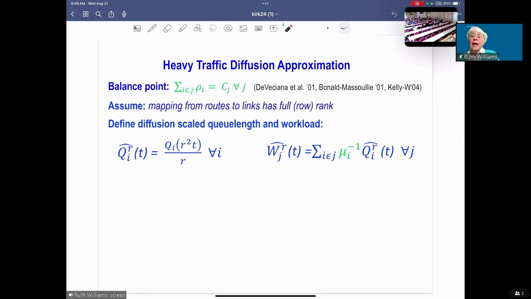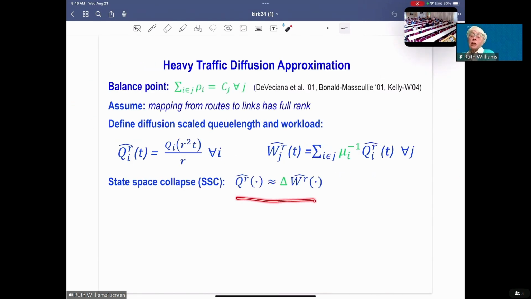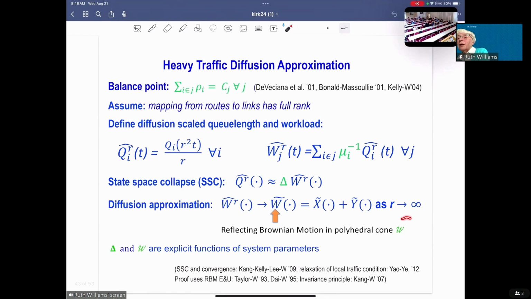As before, under a mild rank assumption on the matrix that maps routes to links, in diffusion scale, and with a measure of how much work is at each of the links, also in diffusion scale, one can prove a dimension reduction result: the queue lengths are driven by a usually lower dimensional process, which is a link level process. And that link level process can be approximated by a reflecting Brownian motion that lives in a polyhedral cone.